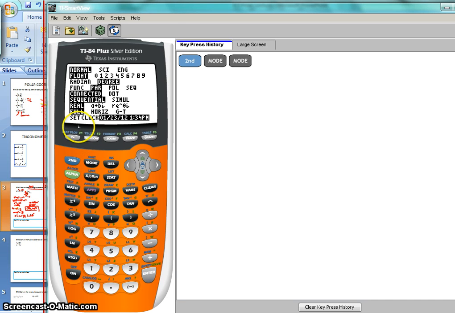So we're going to go to the mode, and we had our answers in degrees. We want to make sure we're in degree mode. And instead of function, instead of parametric, we want to do pole for polar. So I'm going to arrow down and highlight polar and press enter. So now I'm in polar mode.